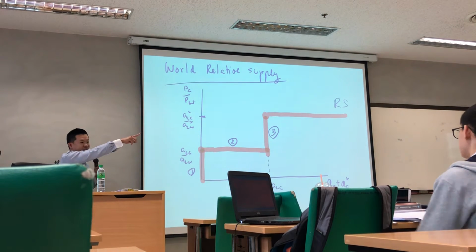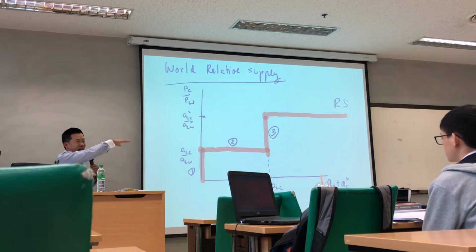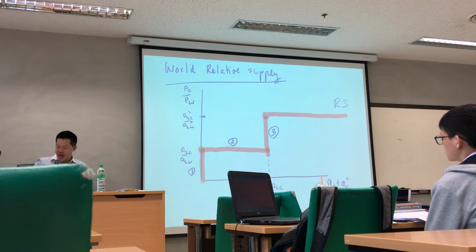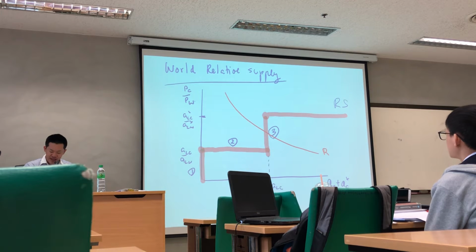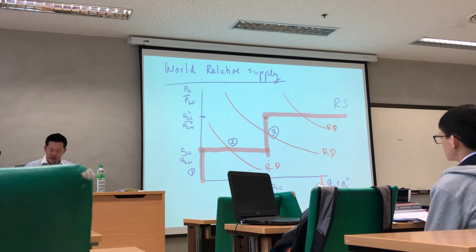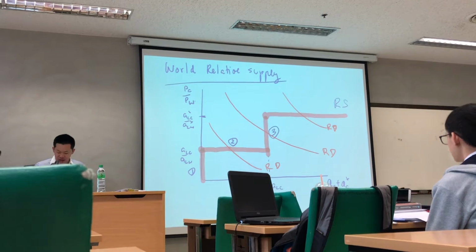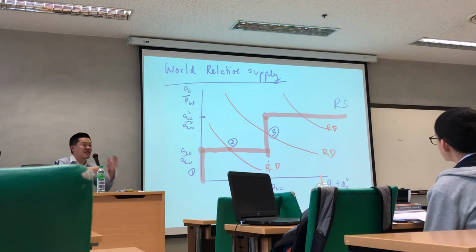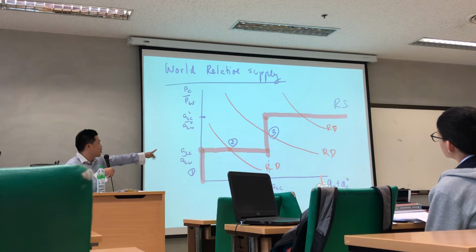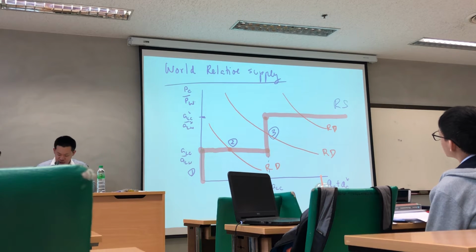So we get this line like this, like a ladder, right? And also we have relative demand. Relative demand can intersect with relative supply at any point, right? If they intersect at point 2, what happens? At point 2, here at point 2, okay.